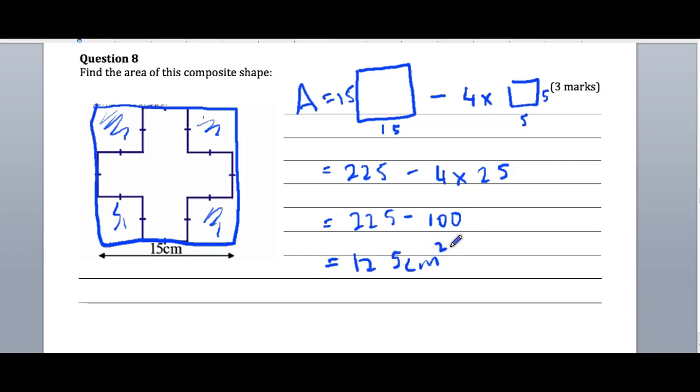Otherwise, kind of have to stop the video and edit it. Okay, fantastic. So this one here, choose the way that was easier for you. But I think what would have made this question hard is recognizing that one length was 5, not 15.